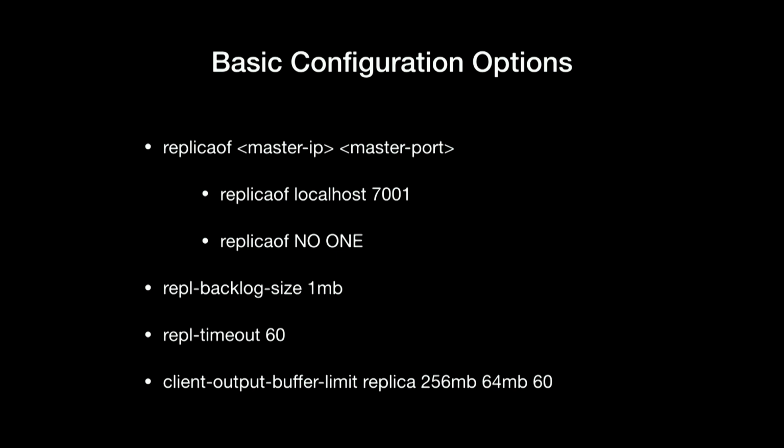It also has a soft limit. In this case, by default it's 64 meg in 60 seconds. What this means is, even if the hard limit is not reached, if you're at 64 meg for about 60 seconds, that means you're unable to drain the data fast enough also.